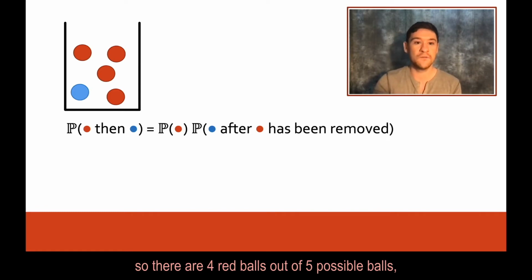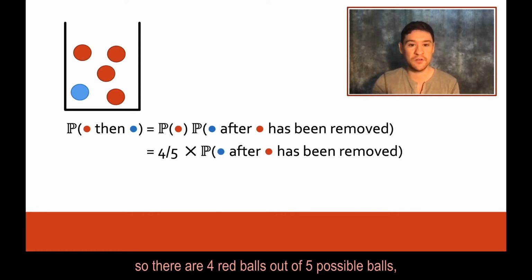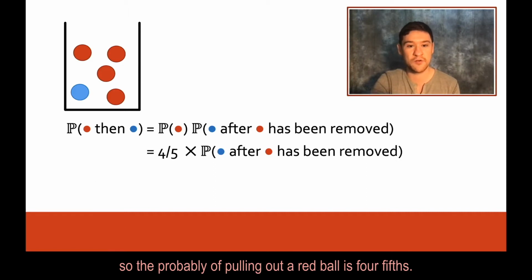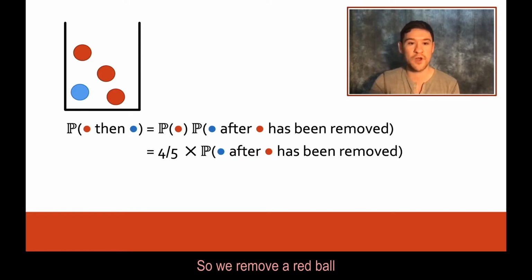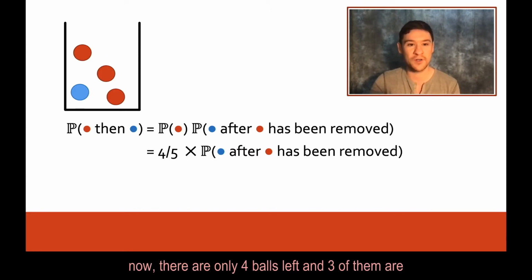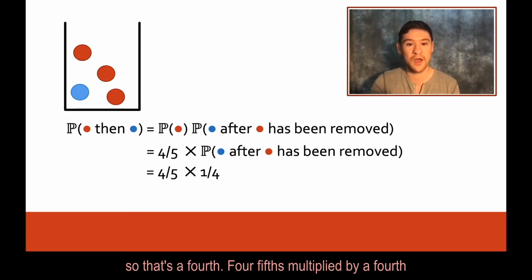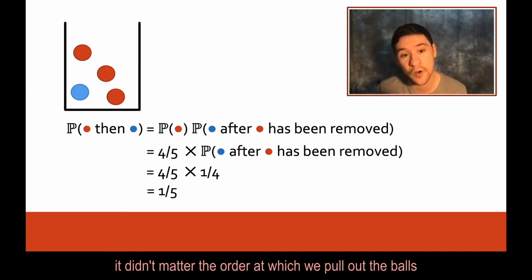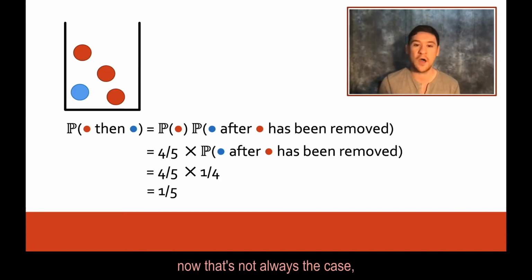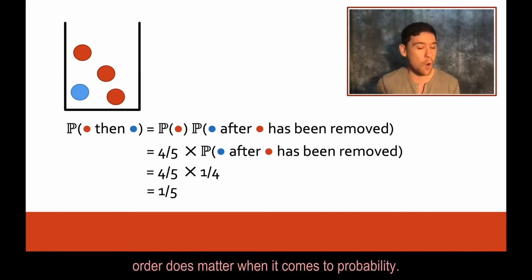There are 4 red balls out of 5 possible balls, so the probability of pulling out a red ball is 4/5. What is the probability of pulling out a blue ball after the red ball has been removed? Well, we remove a red ball. Now there are only 4 balls left and 1 of them is blue. So that's 1/4. 4/5 multiplied by 1/4 is 1/5. So in this case, it didn't matter the order in which we pull out the balls. Now, that's not always the case. Order does matter when it comes to probability.